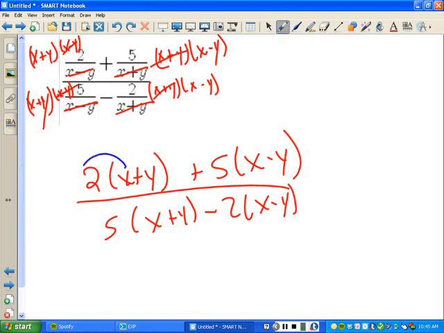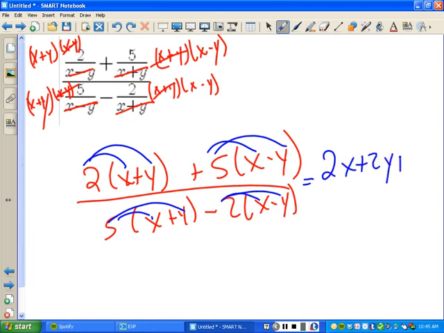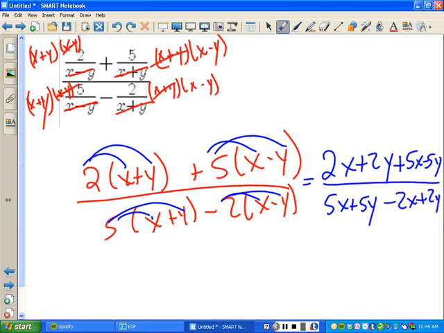Multiply it out. And then if you can simplify, you'll be able to simplify still. Okay? 2x plus 2y plus 5x minus 5y over 5x plus 5y minus 2x plus 2y. Do we agree?